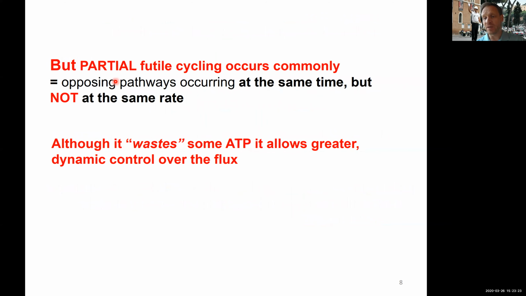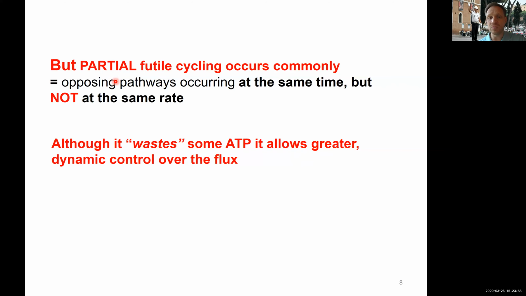Now, what's interesting is that while complete futile cycling really does not help, with very, very few exceptions, partial futile cycling actually occurs very commonly, and I can assure you, you're doing it right now watching this video. Partial futile cycling means that the opposing pathways occur at the same time, but, and this is really important, not at the same rate. So you would flux the forward reaction, for example, more than the reverse reaction. They're happening at the same time, but not at the same rate.